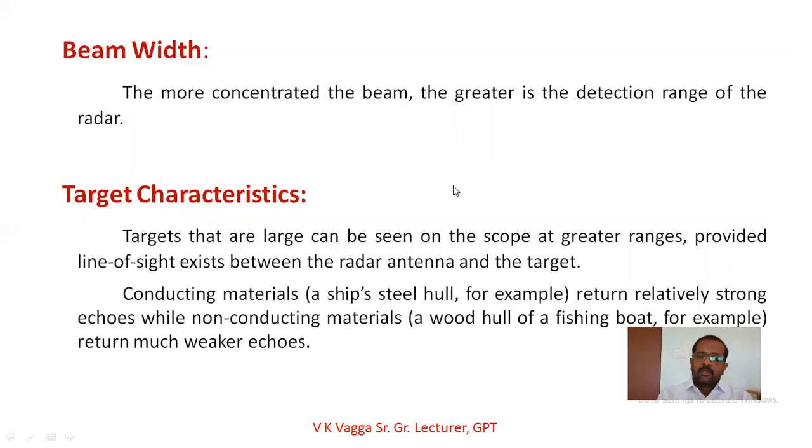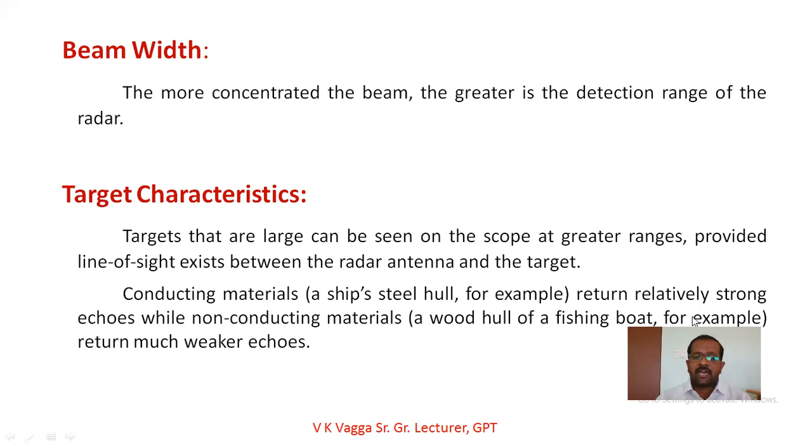And the beam width: the more concentrated the beam, the greater the detection range of the radar. Obviously, decreasing the beam width is going to increase its detection range.